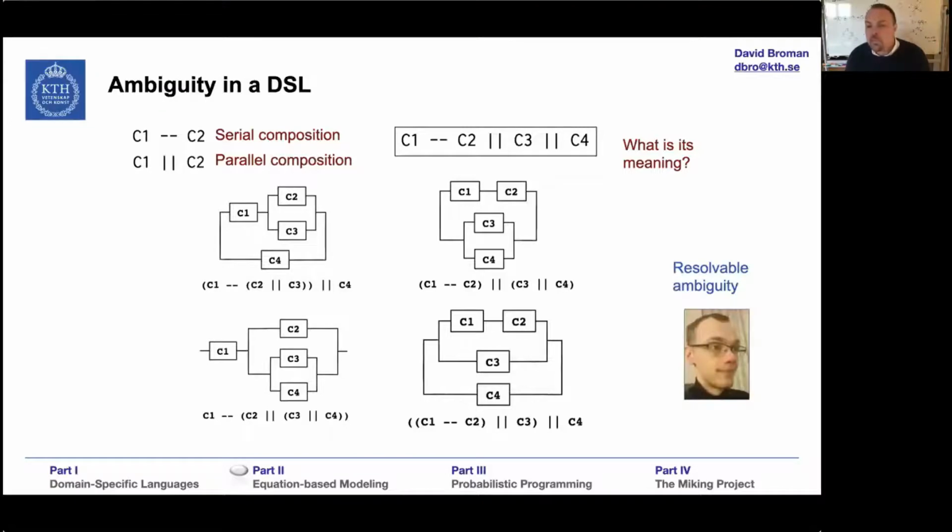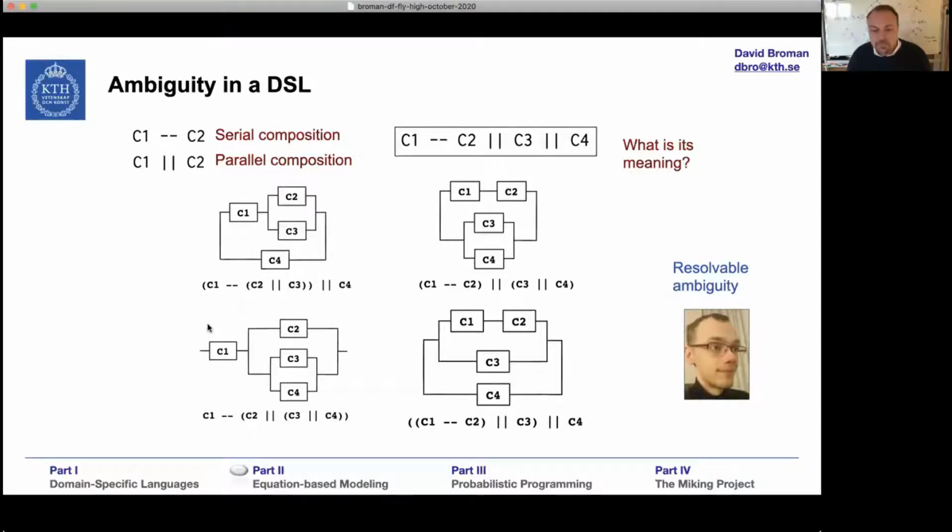So one thing that one of my students, Victor, is working on is this problem: how to postpone decisions about ambiguity in languages until later, because the current state of the art basically forces you to make these choices already when you're designing the language. But this is problematic if the precedence of the operators is not really obvious to you. Plus and minus in algebra is obvious, but other operators are not.